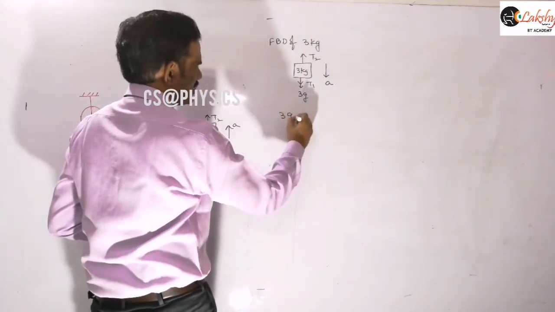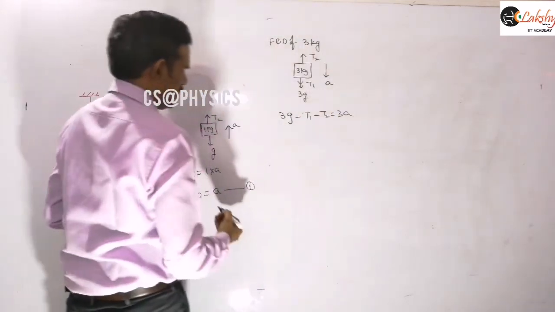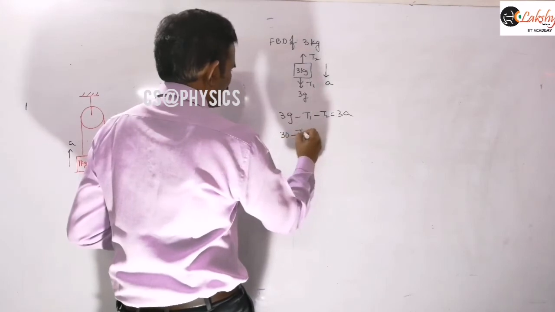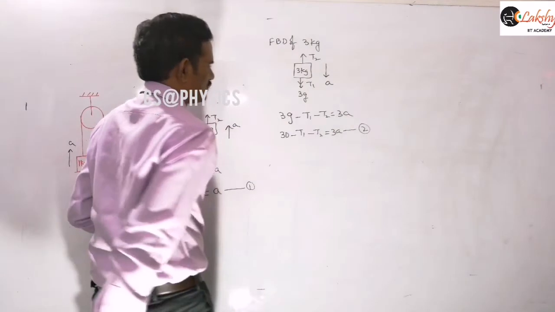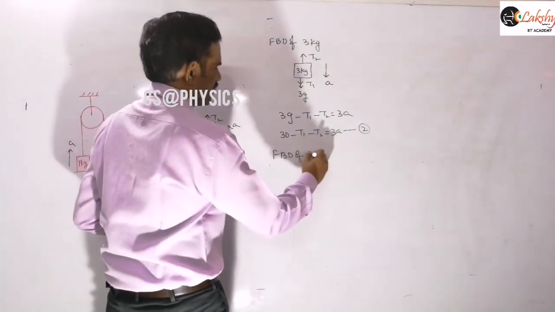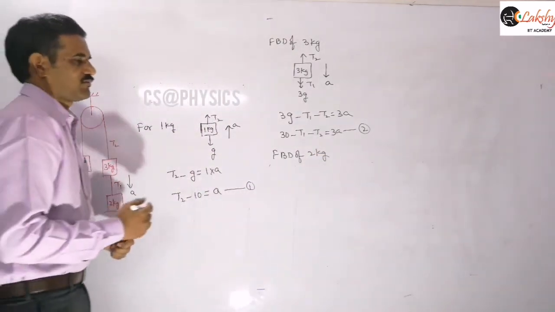Therefore our equation is 3g minus T1 minus T2 is equal to 3a. Let it be equation 1, or let us write 30 minus T1 minus T2 is equal to 3a, equation 2. Now similarly take the FBD of the 2 kg block.